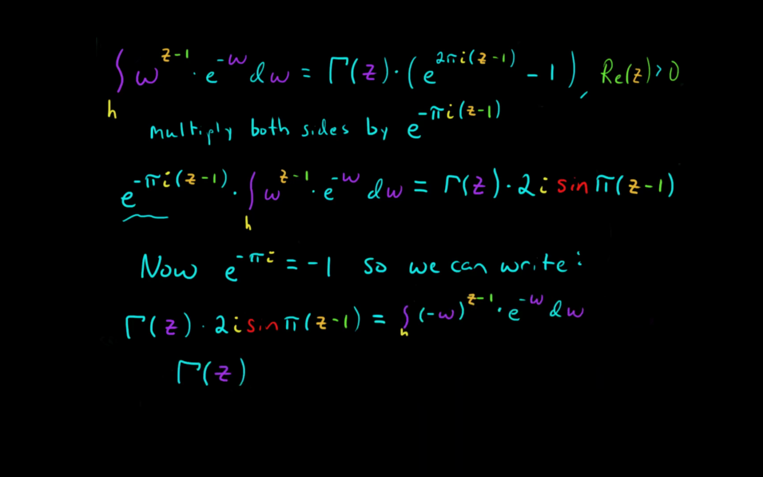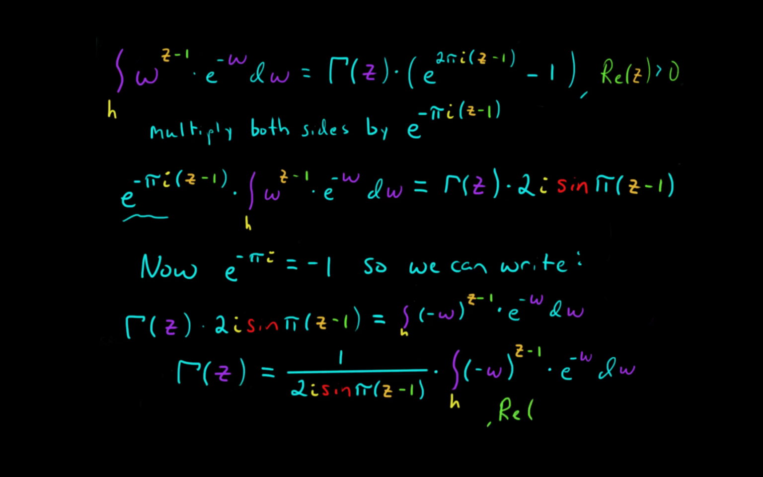So finally, we can write, dividing both sides by 2i sine pi z minus 1, gamma of z equals 1 over 2i sine pi z minus 1 times the contour integral over the limit contour lowercase h of the function negative w to the z minus 1 times e to the negative w dw. Again, provided that the real part of z is greater than 0, is positive.